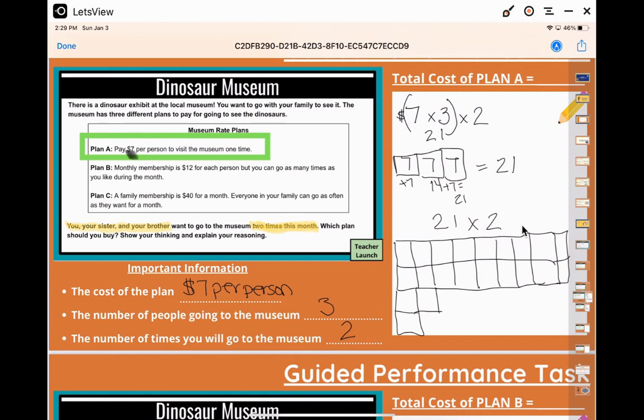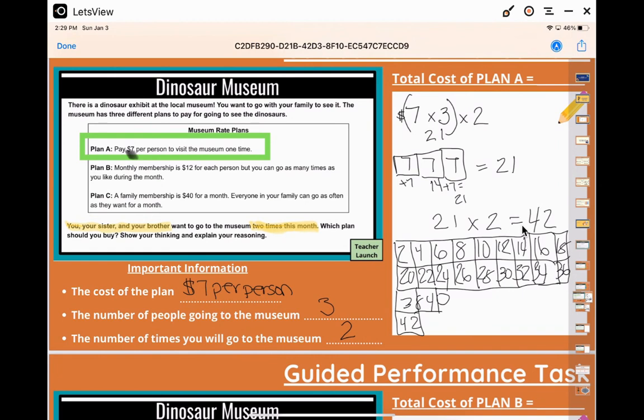And the reason I needed 21 boxes is because I'm about to count by twos and I don't want to get lost. And so I've got 21 boxes here and I'm going to count by twos. 2, 4, 6, 8, 10, 12, 14, 16, 18, 20, 22, 24, 26, 28, 30, 32, 34, 36, 38, 40, 42. So 21 times 2 equals 42.